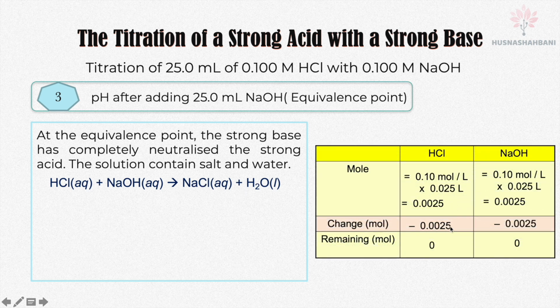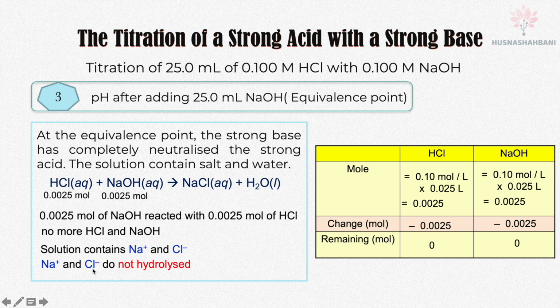So now calculate the remaining number of mole. If you calculate the volume for HCl and the volume for NaOH, they're the same and they have the same molarity, and then the change in number of mole, all of the HCl reacts with all the NaOH, so no remaining HCl and NaOH. In that conical flask, we only have salt and water, no HCl, no NaOH. So the solution contains only Na+ and Cl-, only this salt.